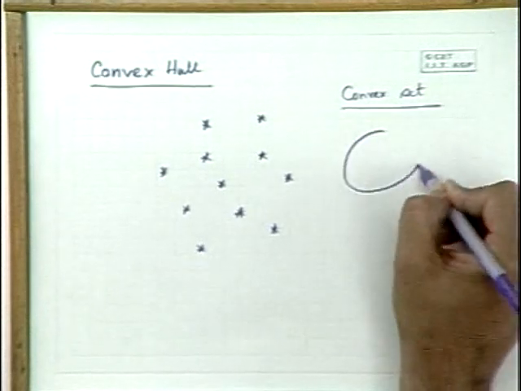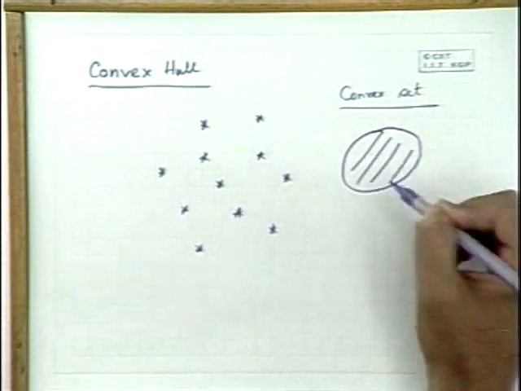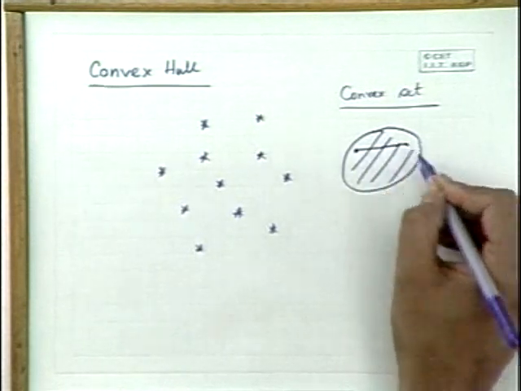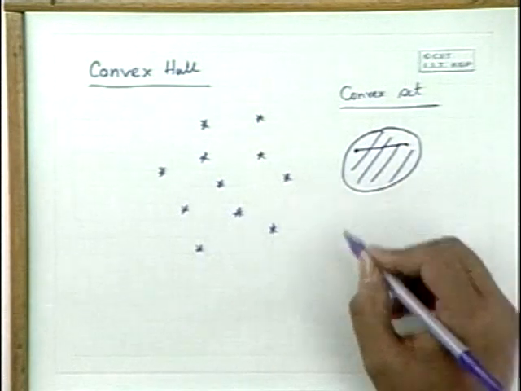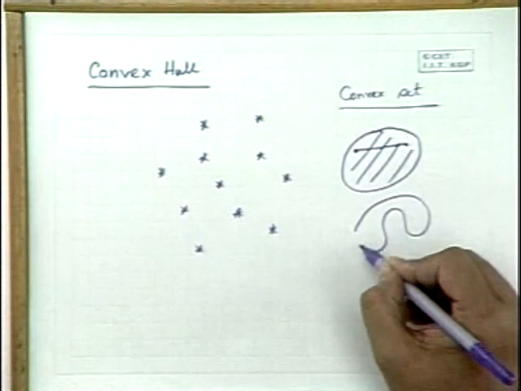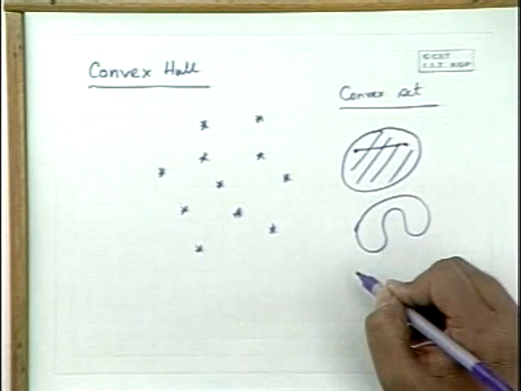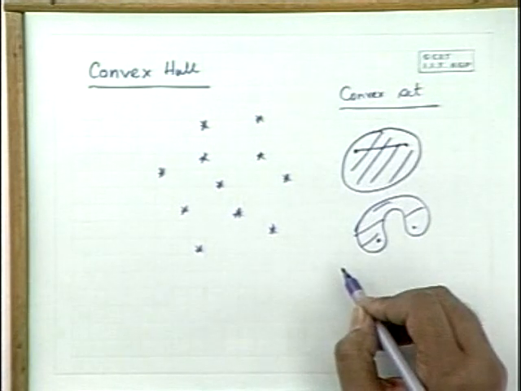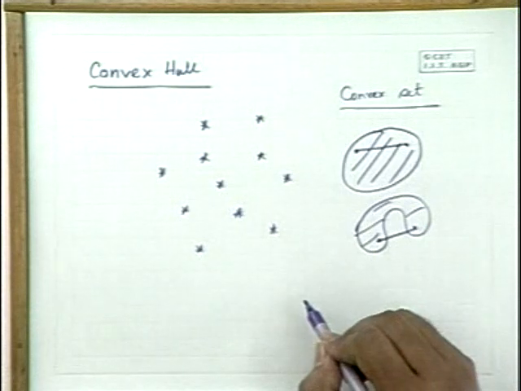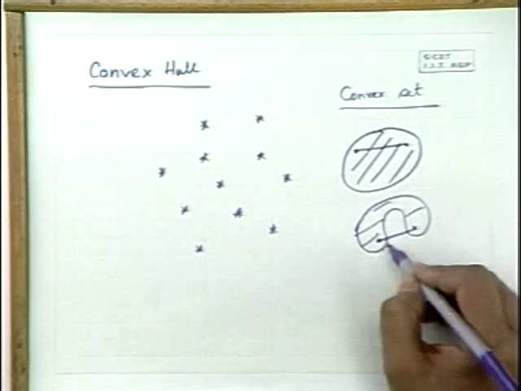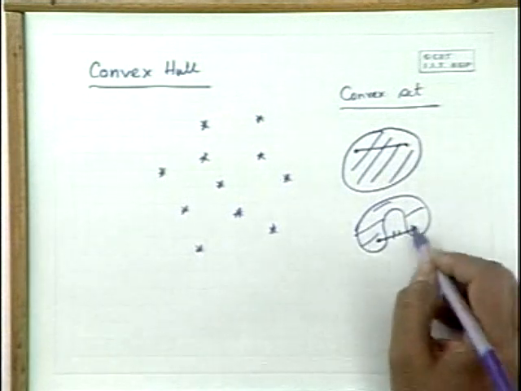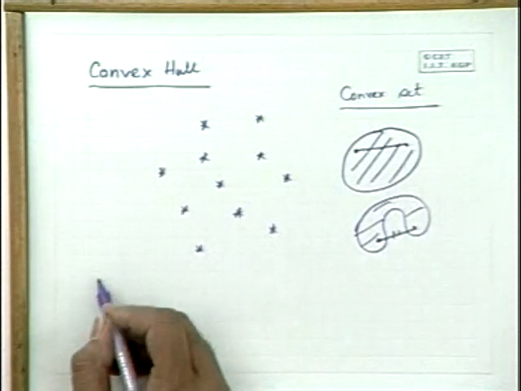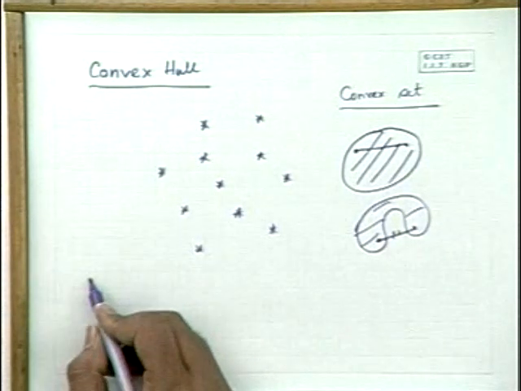So this set is a convex set, because if I take any 2 points, say here and here, the entire line segment is lying within the set. But for example, this one is not convex, because if you take this point and this point, then this line segment is not lying within the set, because this part is out. So this is not a convex set. The definition of convex set is exactly this. So I am going to define convex hull in terms of the convex set now.